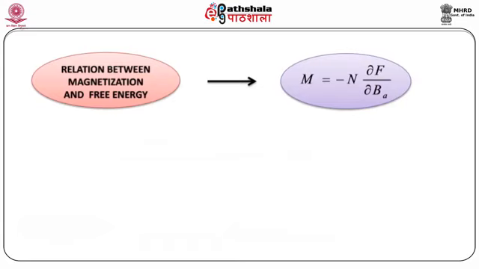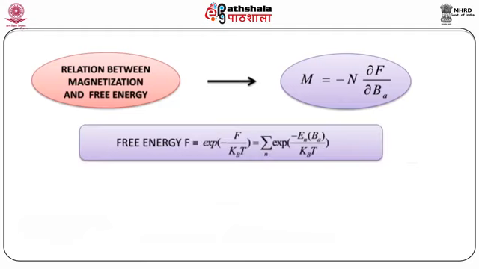Now, what about the free energy? We are repeatedly saying Helmholtz free energy. So what exactly is this free energy? The free energy F is given by exponential of minus F divided by kBT, which you can rewrite as the sum over n of exponential of minus En as a function of Ba divided by kBT. So what do we gain by this?